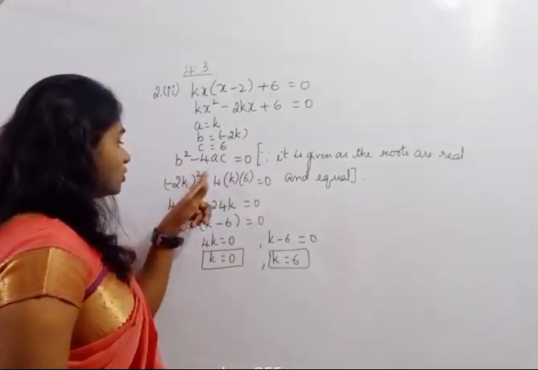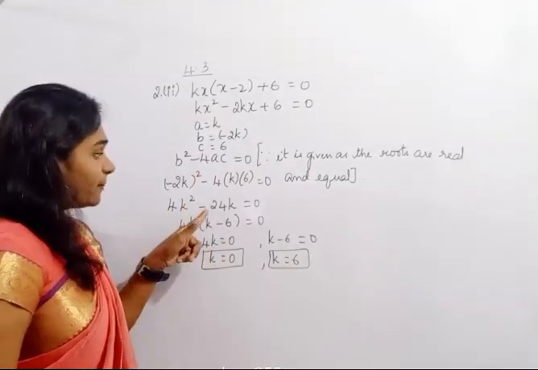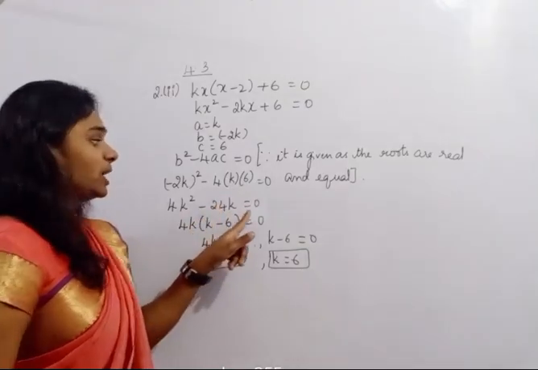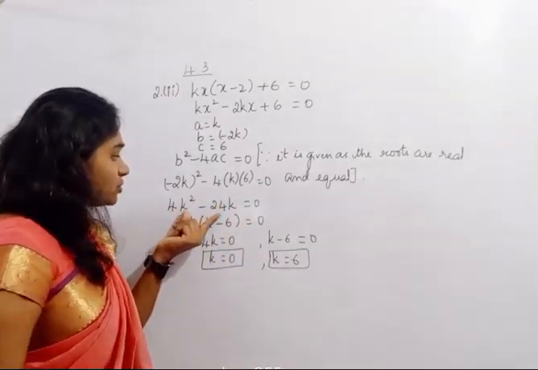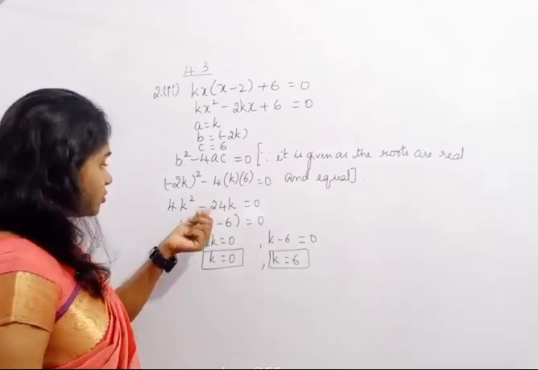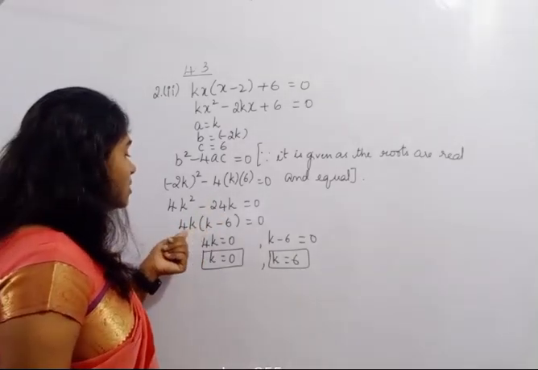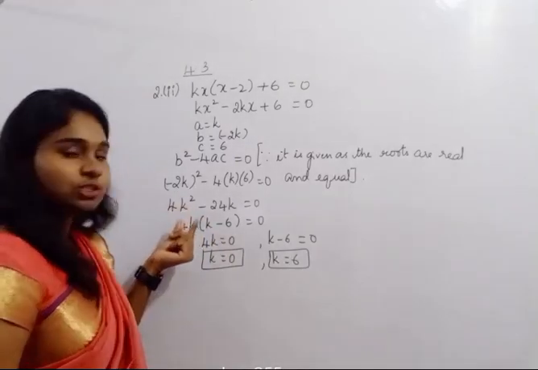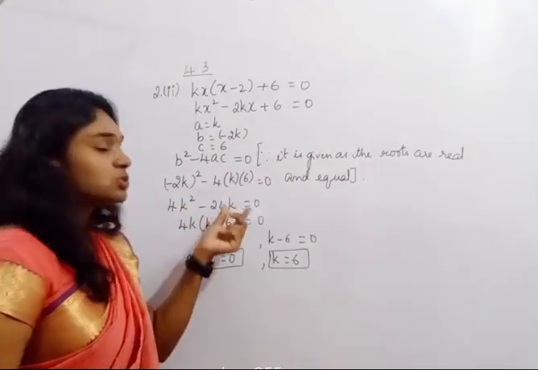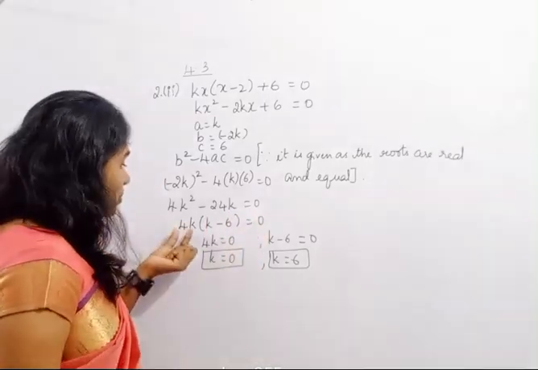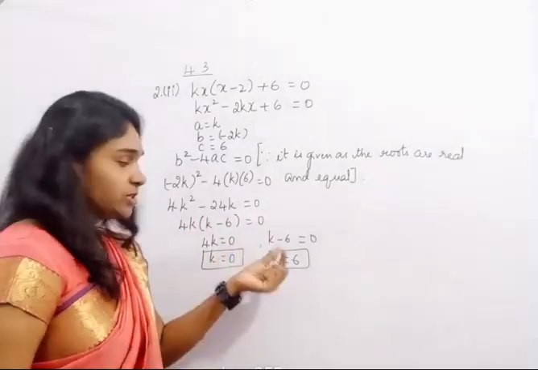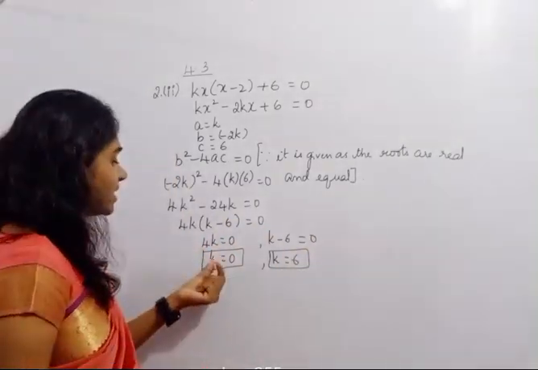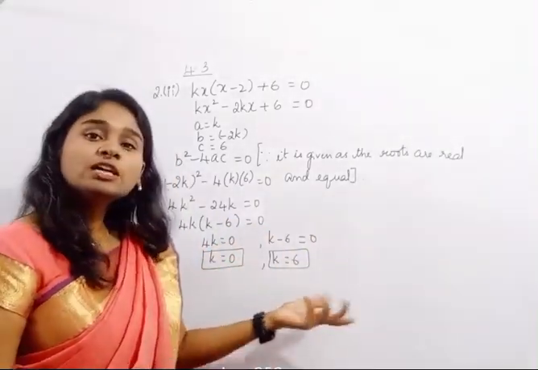So minus 2k the whole square gives me 4k square, minus 4 into 6 is 24, and 24 into k, so 24k, equal to 0. So now here you can see 4k is common. Taking out 4k, we are left with k minus 6 inside the bracket, because 4k into k gives me 4k square, minus 4k into 6 is 24k, right? So now when I equate 4k to 0 and k minus 6 is equal to 0, what do we get? We get k is equal to 0 and k is equal to 6.